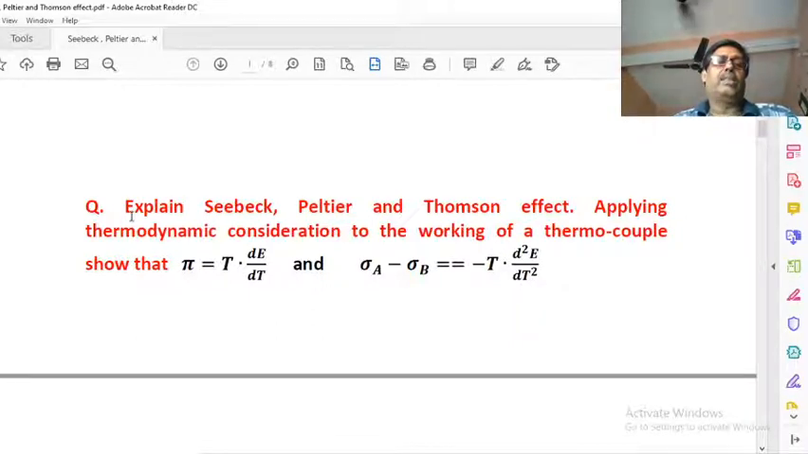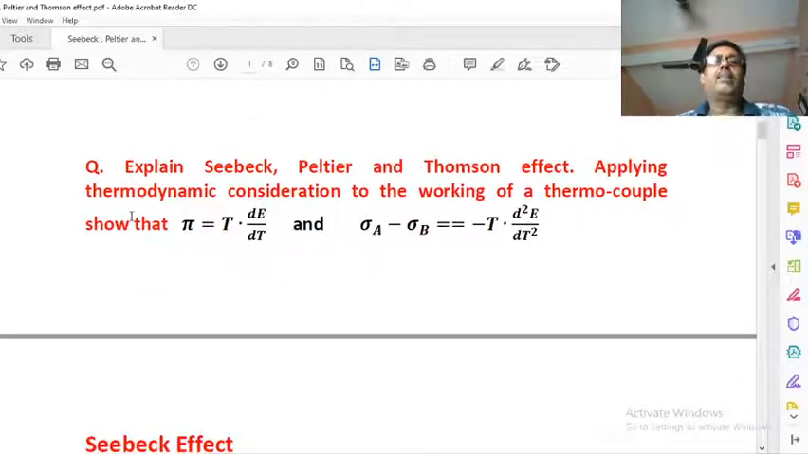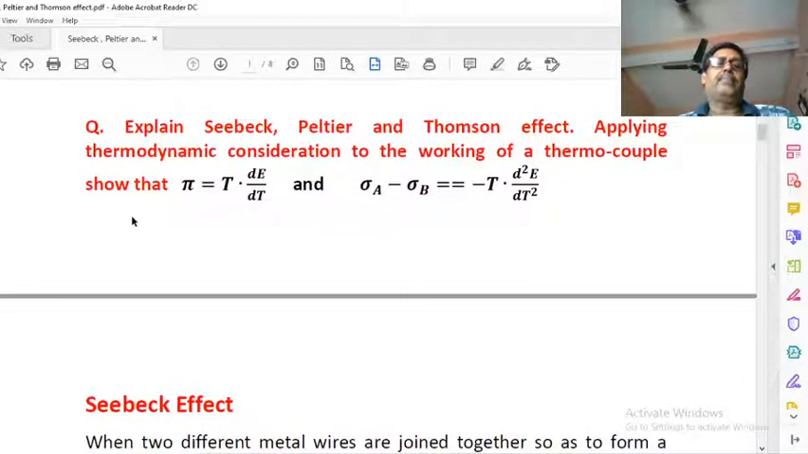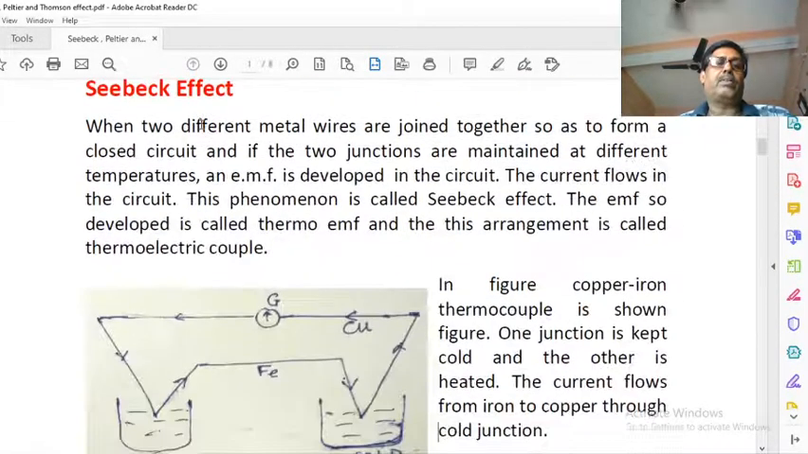This is the question which is asked in the examination. So keeping in mind the question pattern, we will answer here. So the video is prepared on the basis of this question. Okay, so let us see what is Seebeck effect. First of all, we will discuss Seebeck effect.